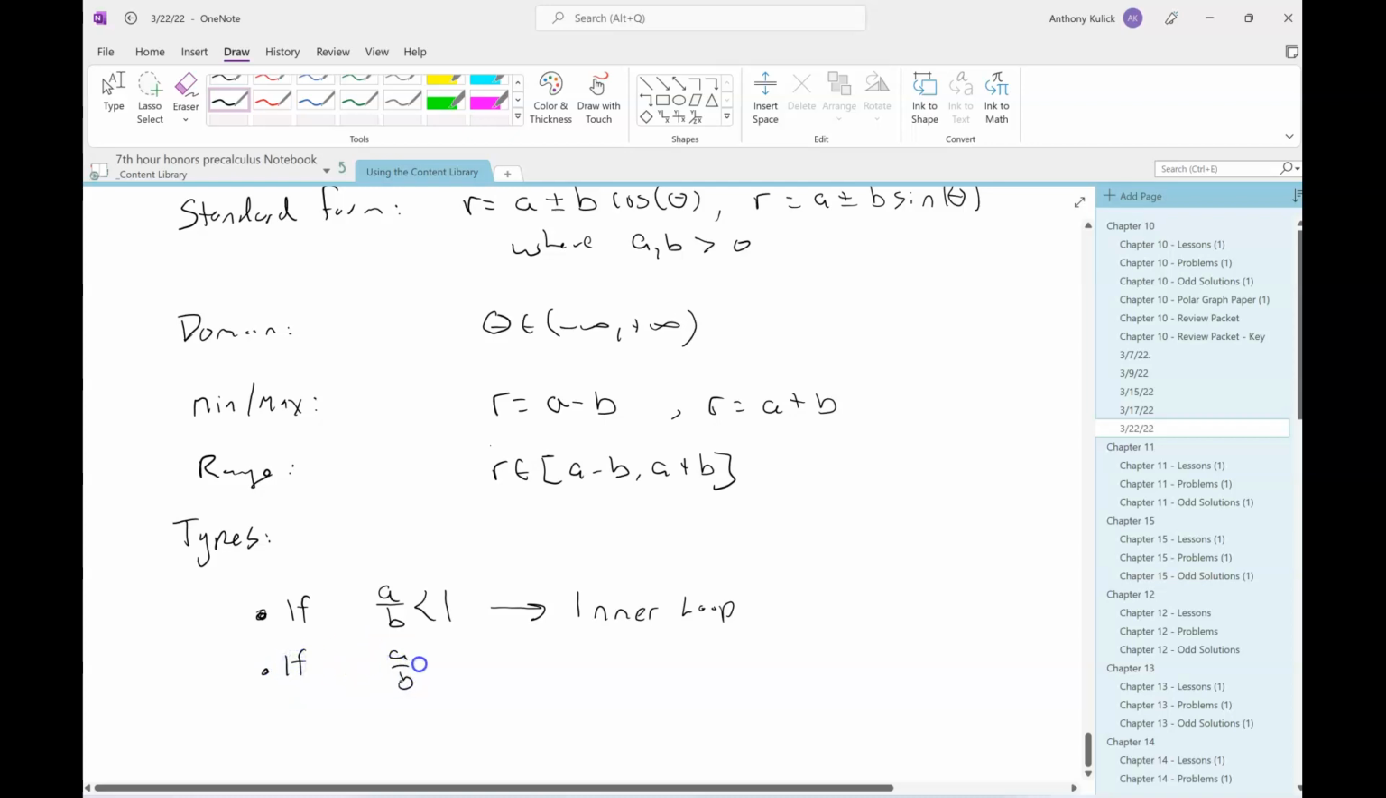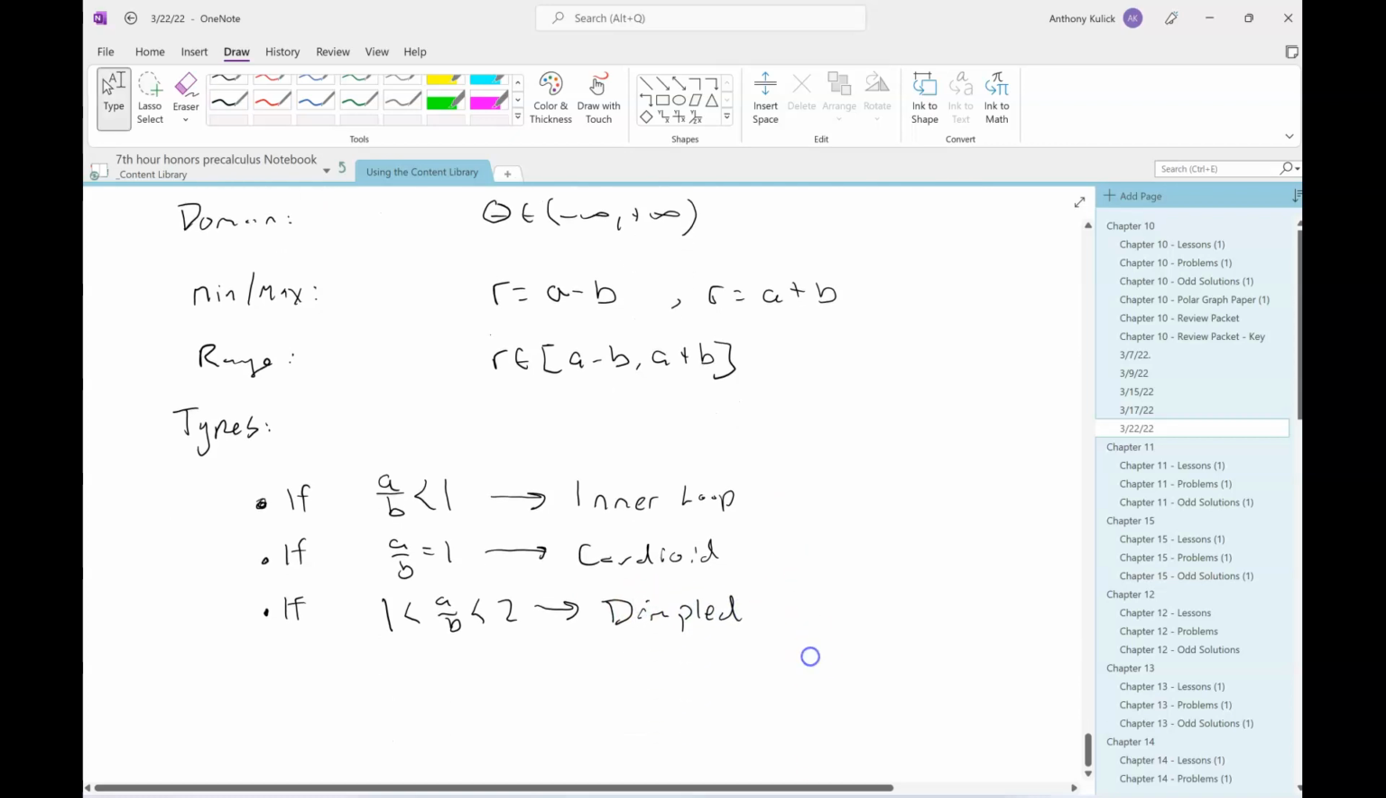If a over b is equal to exactly 1, we call that a cardioid, because it kind of looks like a heart. You'll see. I think it looks more like a butt. If a over b is between 1 and 2, we'd say that's a dimpled. Still looks like a butt. And if a over b is bigger than or equal to 2, we say that's convex.